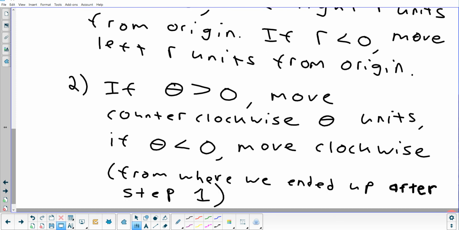And this is all movement after you do step 1. So first you move the number of units for the radius. Then you move clockwise or counterclockwise from there. All right, so now we'll just look at a few examples where we practice graphing points. And we'll look at the different cases, positives and negatives.